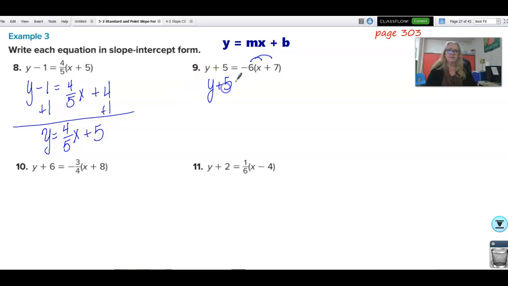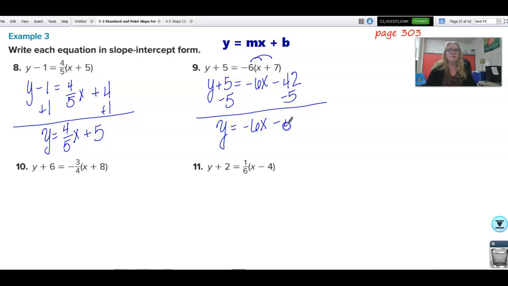Same thing. Get rid of the parentheses. Y plus 5 equals -6x, and this would be minus 42. Okay. Now we need to get rid of the plus 5, so we subtract 5 from both sides. That gives us y equals -6x minus 47. Well, that's a heck of a y-intercept. Wouldn't want to graph that one.